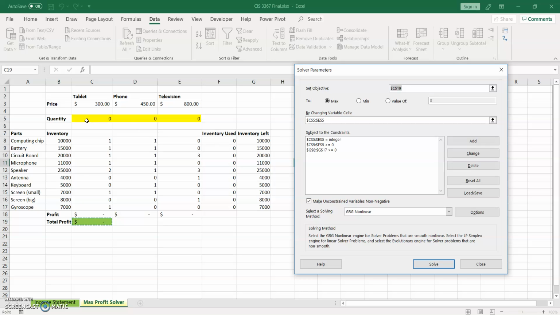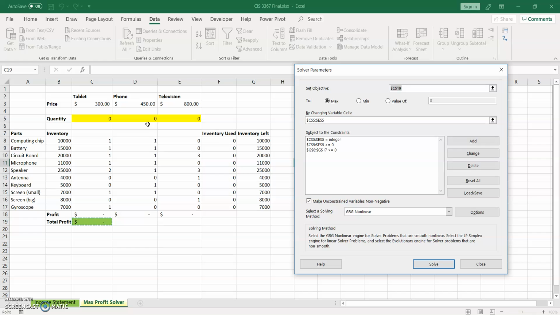What's going to be changing is the quantity, because Solver will help us tell the exact number of quantity to make that exact profit. In order to achieve this, we also have to set up some constraints to help Solver get the right numbers. So the first one is that the quantity numbers have to be integers. That's because we cannot sell a part of a tablet, phone, or television. It's got to be a whole product. Nobody's going to buy half of a phone.